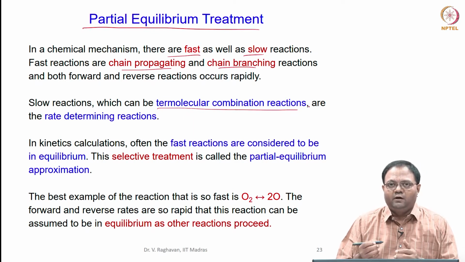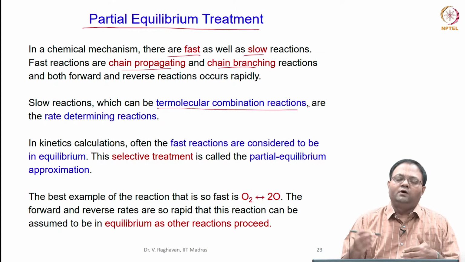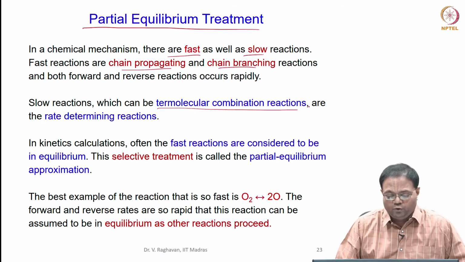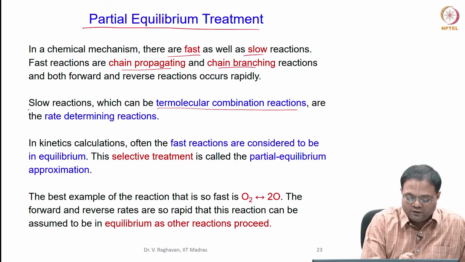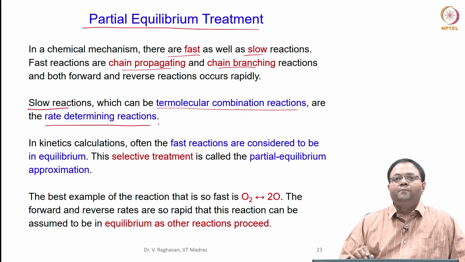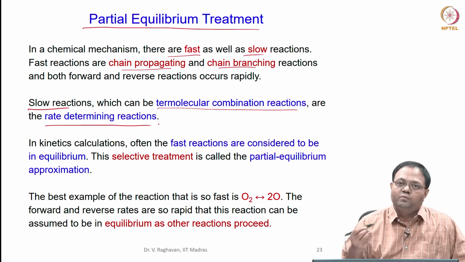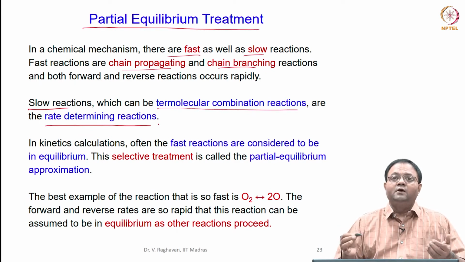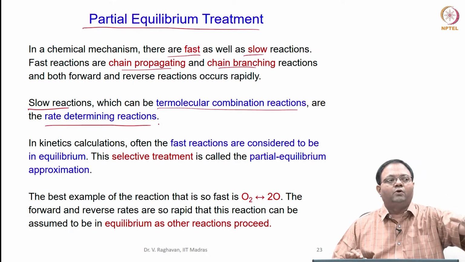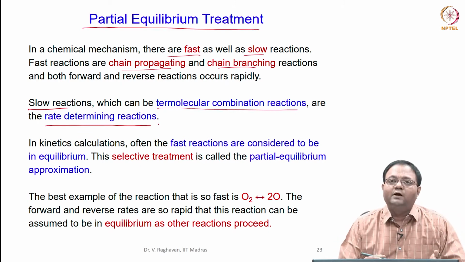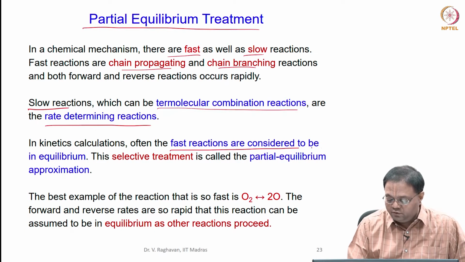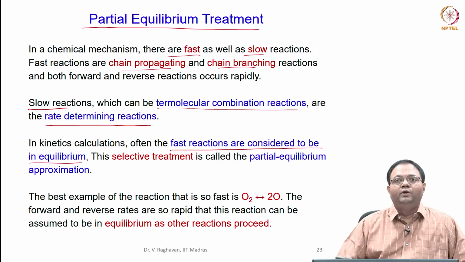See, for example, on a road, if there is a slow moving vehicle, that will actually decide the speed of the other vehicles following it and so on. Similar to that, the slow reactions are the rate determining reactions. By the time the slow reactions are completed, the fast reactions would have been completed much faster and would have reached the equilibrium condition at a given temperature and pressure. The slow reactions are still going on. So, fast reactions can be considered to be in equilibrium.